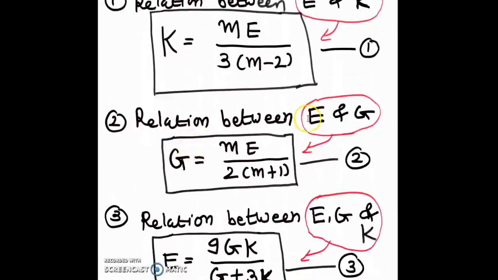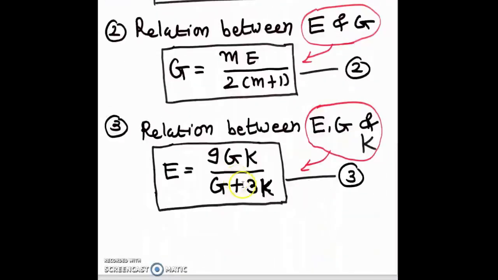Next, relation between E and G. E means Young modulus, G means shear modulus. G is equal to mE upon 2(m plus 1). E means Young modulus, m is the Poisson's ratio, G is the shear modulus.